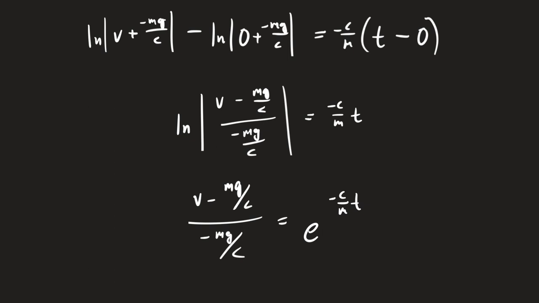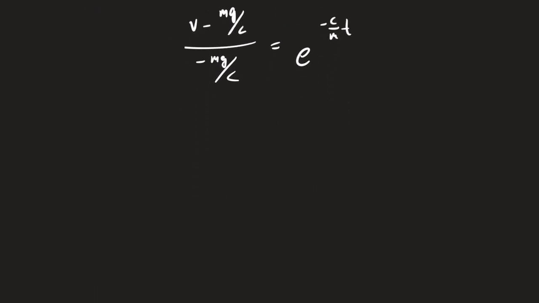I want to get v by itself. I'm thinking multiply both sides by the denominator of that fraction. You guys good for that? Excellent. So v minus mg over c equals negative mg over c e to the minus c over m times t.